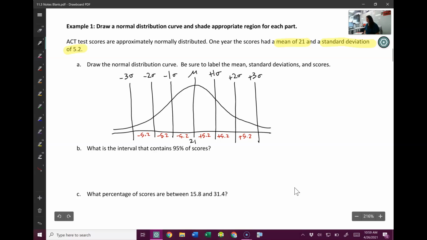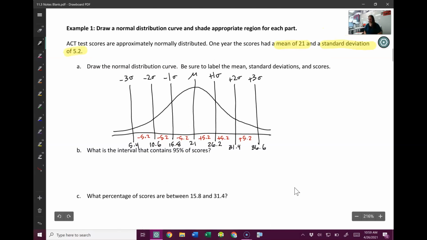Okay, so we should get, as we go to the right, 26.2, 31.4, and 36.6. Then we have to the left 15.8, 10.6, and 5.4. Okay, here's our normal curve. We have the mean, we have the standard deviation, we have the scores, check.